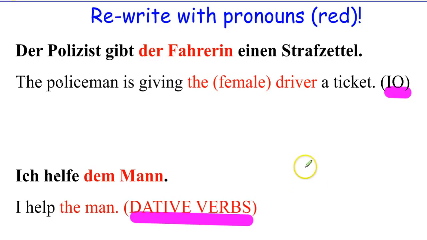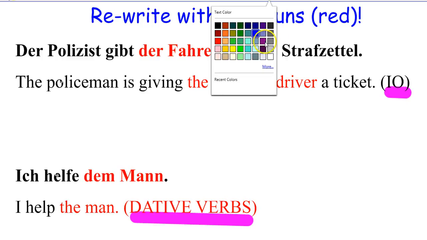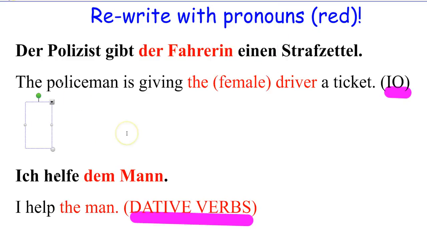So let's go ahead and rewrite these. The instruction says, rewrite the nouns that are in red with a personal pronoun. In your notes, you need to write everything that you see here and everything that we're about to write in order to get credit. So, the policeman gives the driver a ticket. Let's dissect this a bit first.